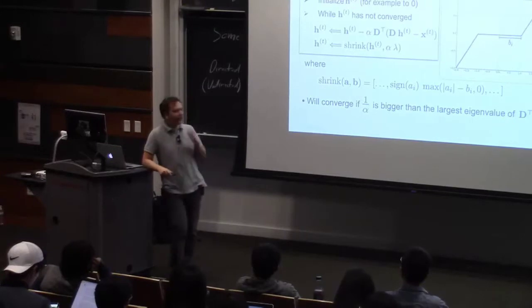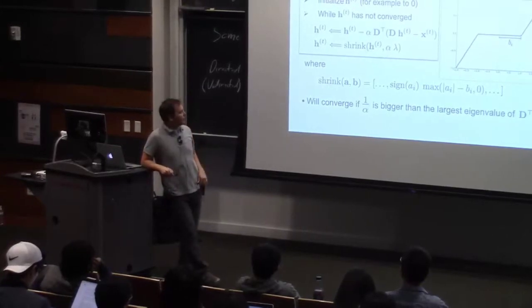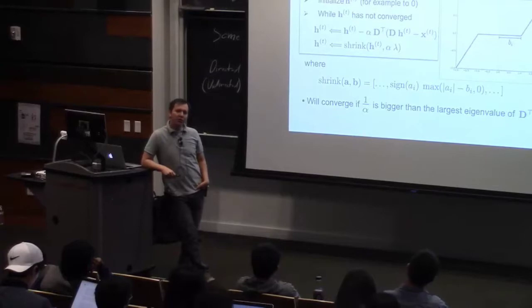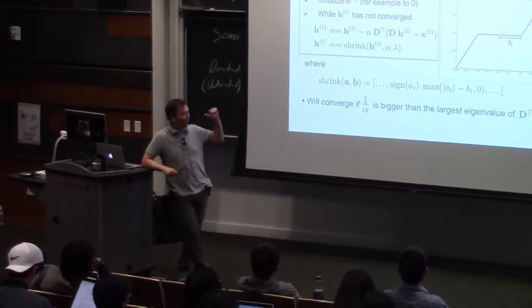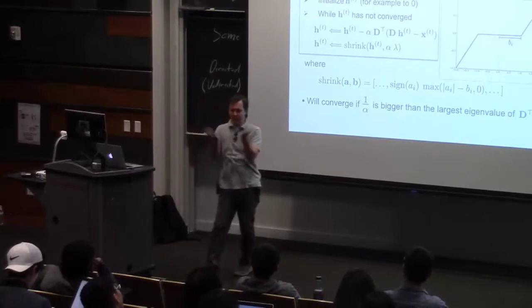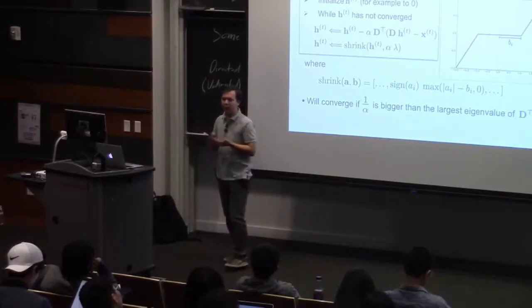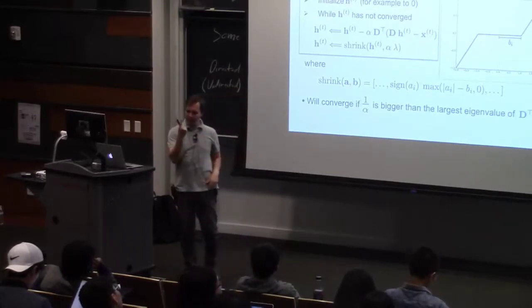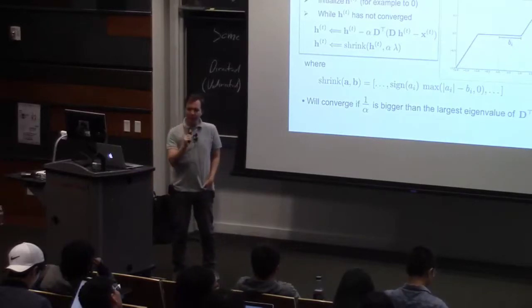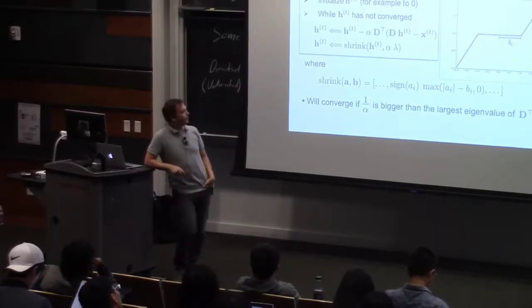Yes? So convergence has nothing to do with lambda? No, because lambda controls the sparsity, how sparse you want your solution to be. Convergence, if you think about the lasso type of problem, is a convex optimization problem. It's not nonlinear or anything like that. There's only one solution for any fixed lambda.